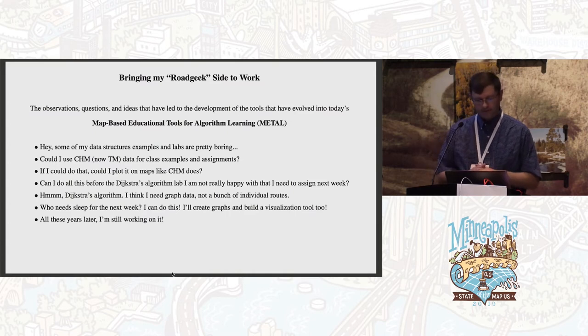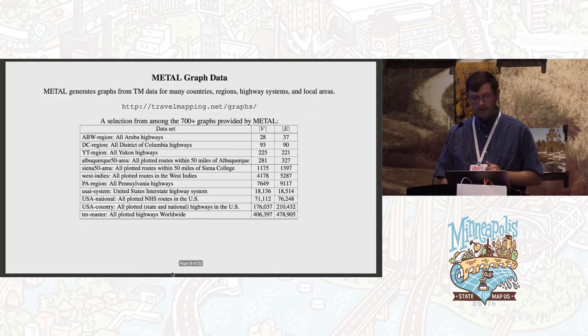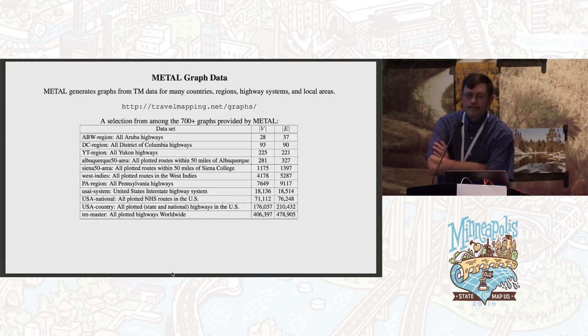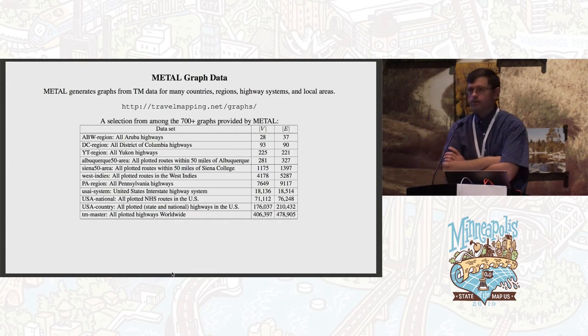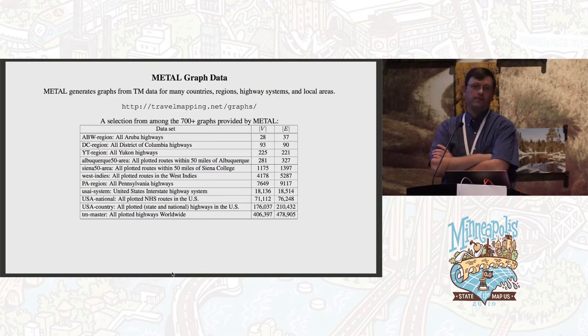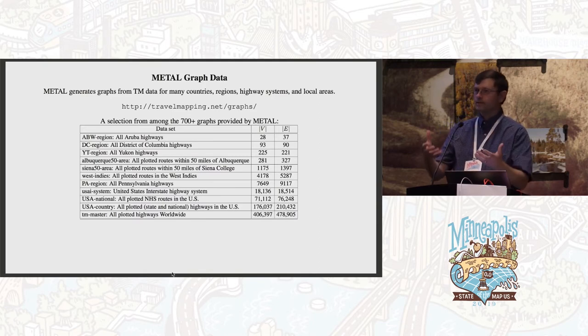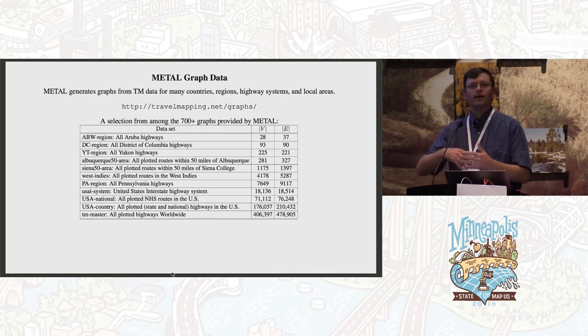Well, little did we know that for the next 10 years, I'd be working on this off and on, and it's turned into so much more than what I had for that one little assignment. So the basic idea here is that we take the data from the Travel Mapping project, which is route-based and system-based, and I make it graph data. So I turn it into vertices at the intersections and edges connecting, representing the roads.